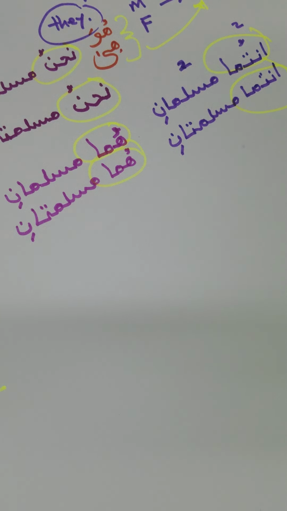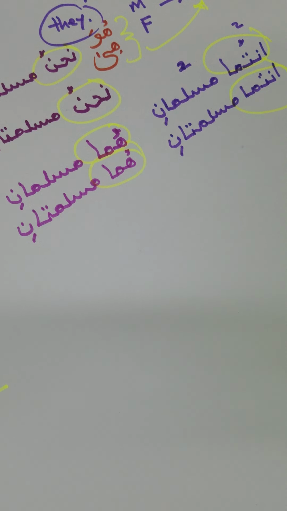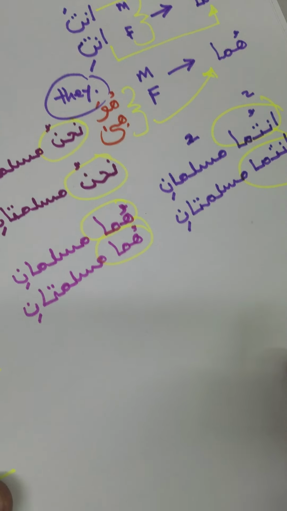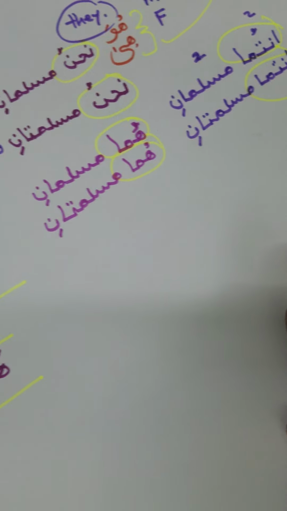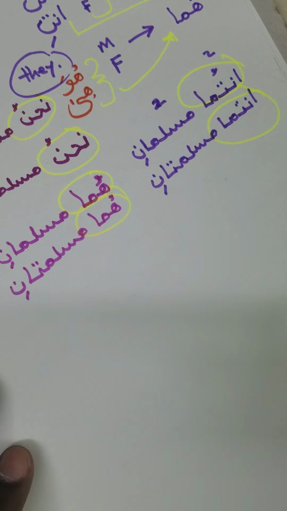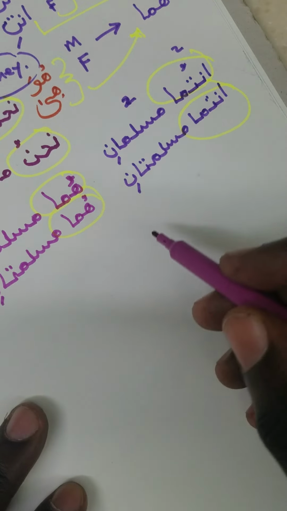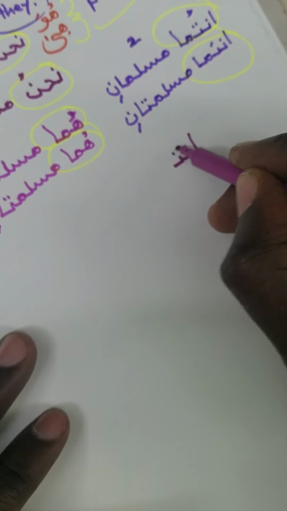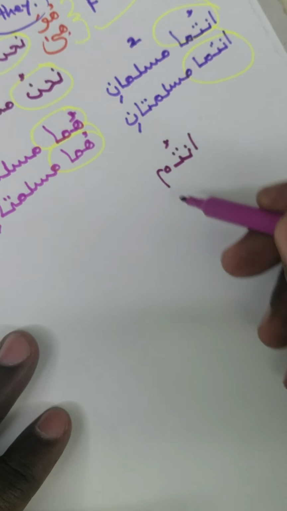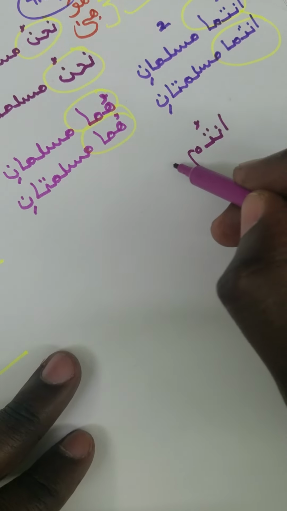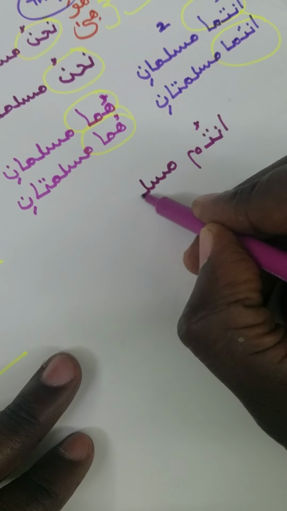For example, you can say antum muslimuna. Antum, then you come back and ask what is antum? Antum, you. You are Muslims, and now you're talking about many. Who are the many Muslims? The number: if they are many, we said we are going to use una. So the words will say antum muslimuna.